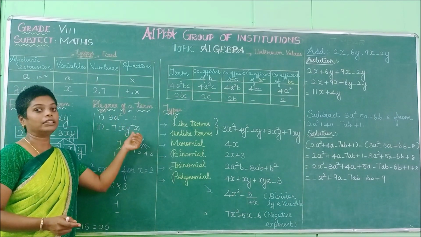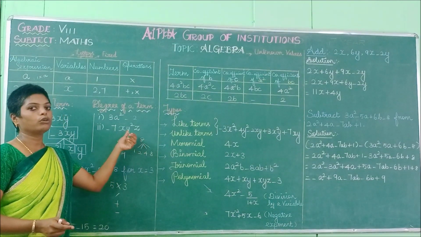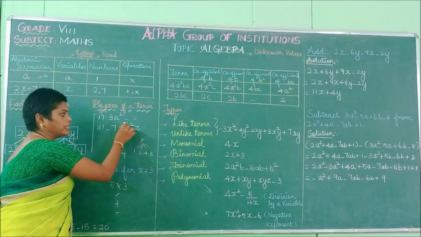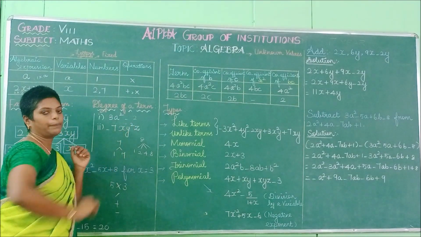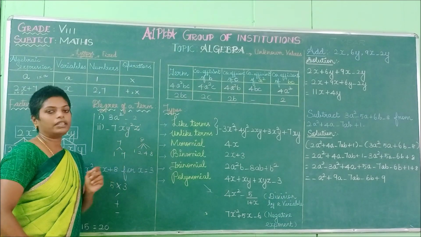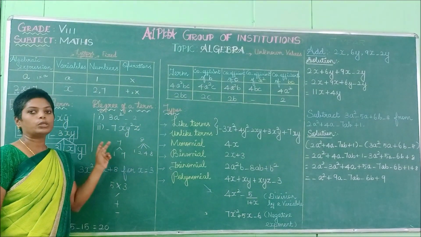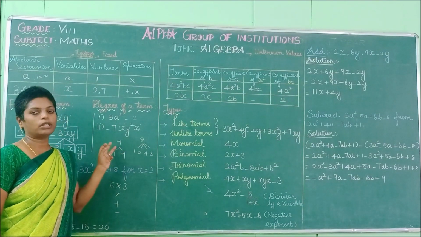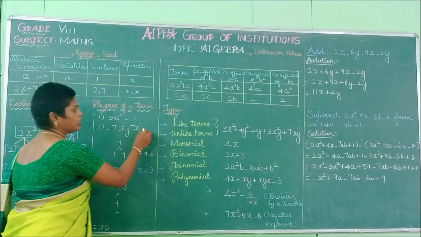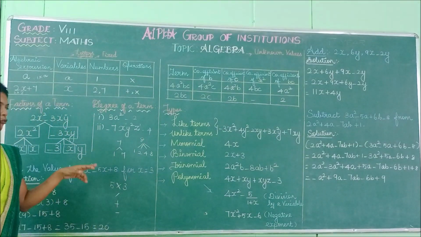Look at this example. Here we have three variables x, y, z. So look at the power. x has power 1, y has power 2 and z has power 1. You have to sum up all the values: 1 plus 2 plus 1. 1 plus 2 is 3, 3 plus 1 is 4. So the degree of this term is 4.